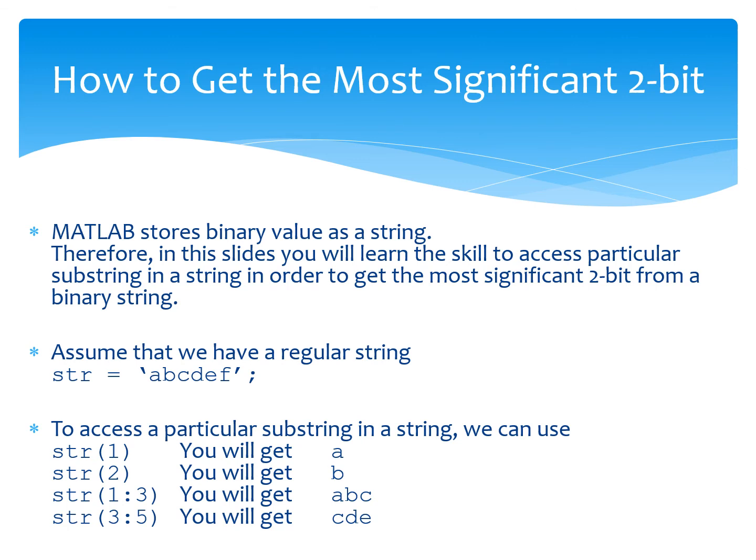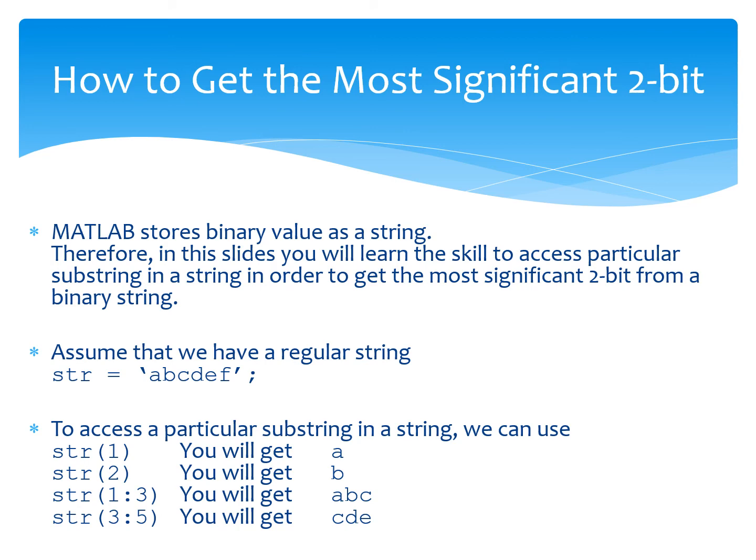The second step to construct a 6-bit color code is to extract the most significant 2 bits from an 8-bit binary string. As aforementioned, MATLAB stores a binary value as a string. Therefore, you will need to learn the skill to access a particular substring from a string in order to get the most significant 2 bits from a binary string.